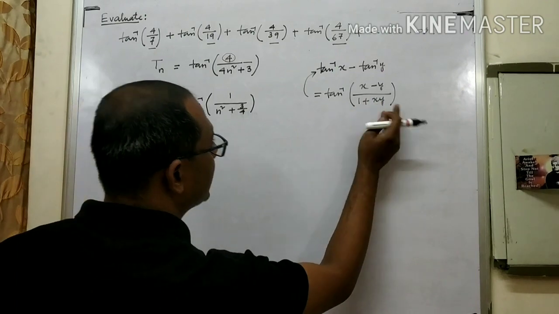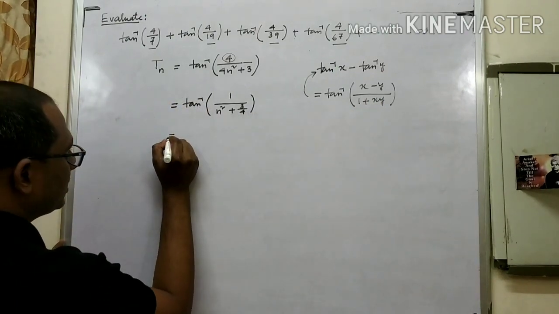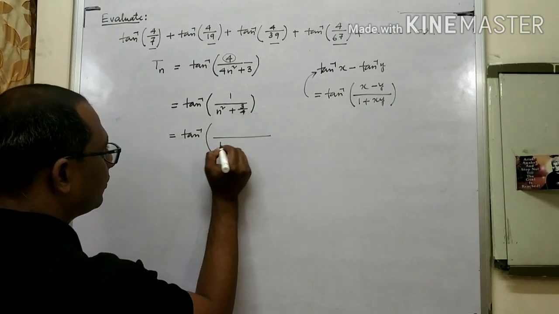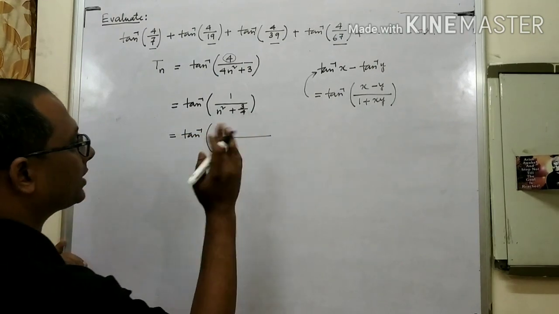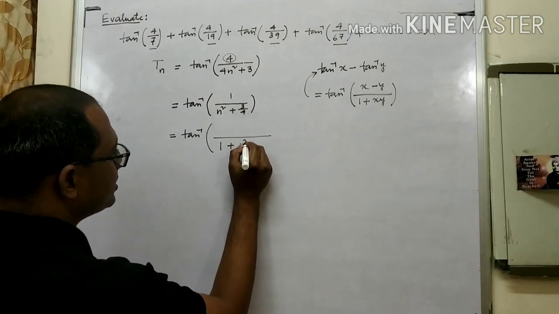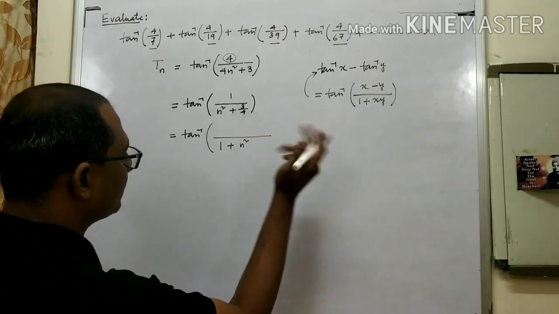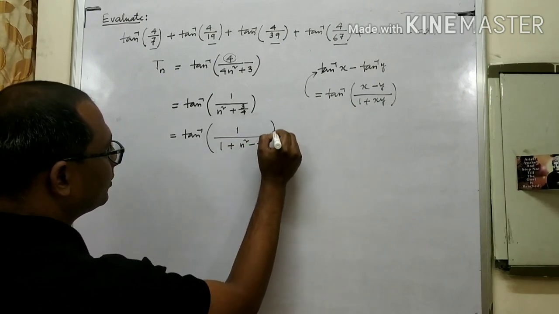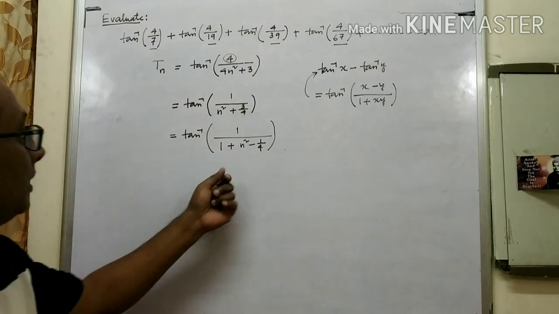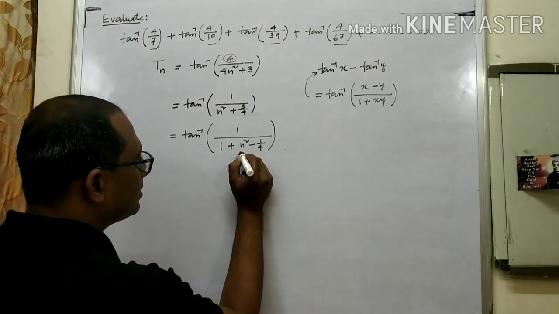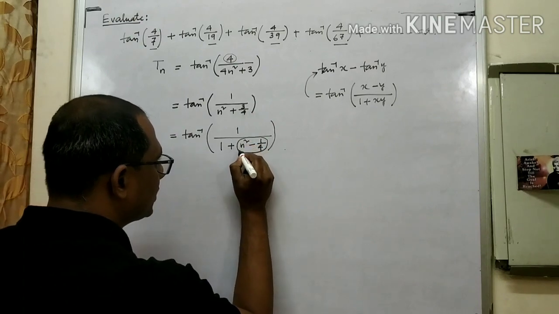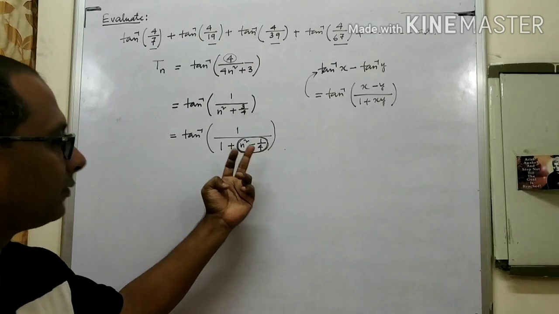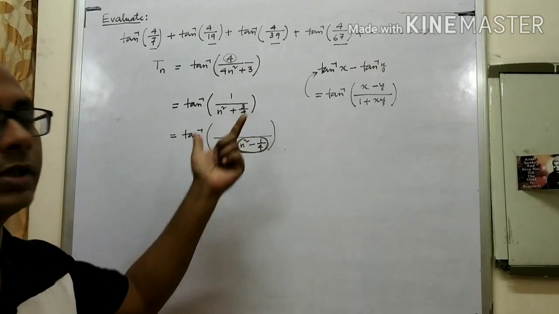Denominator will be 1 plus x into y. So denominator, since 1 plus term is there, so let me add 1 and subtract 1. So I get n square plus 3 by 4 minus 1, means minus 1 by 4. Numerator will not change. Now only thing I have to do is how to express this one as product of two terms. And that two terms, when we add, that must give me the numerator.